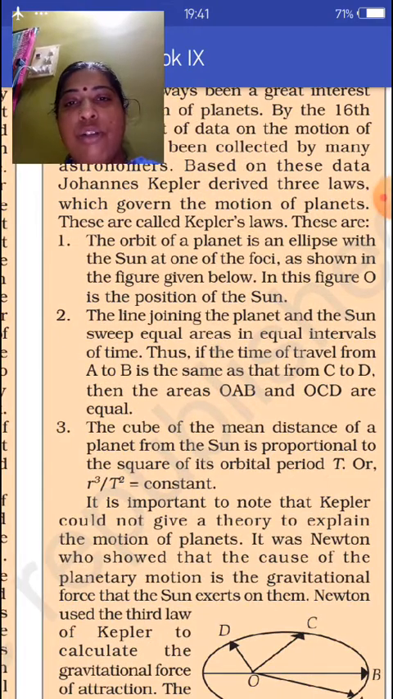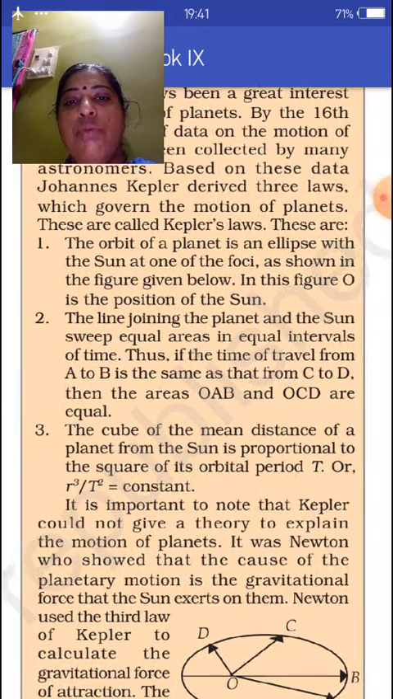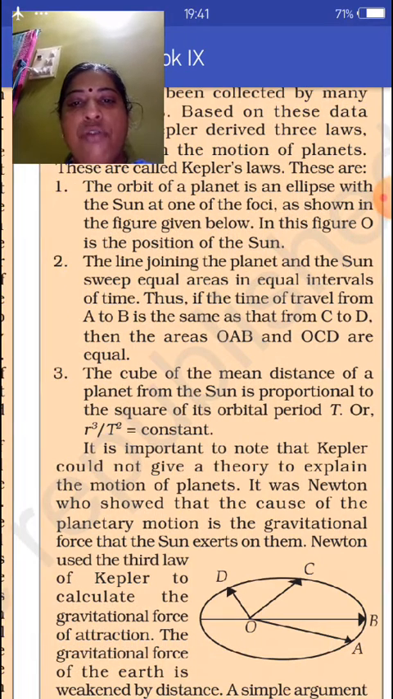There are three laws of Kepler. The first law: the orbit of a planet is an ellipse with the sun at one of the foci, as shown in the figure given below. In this figure, O is the position of the sun.